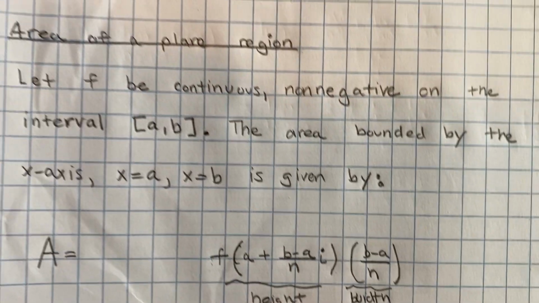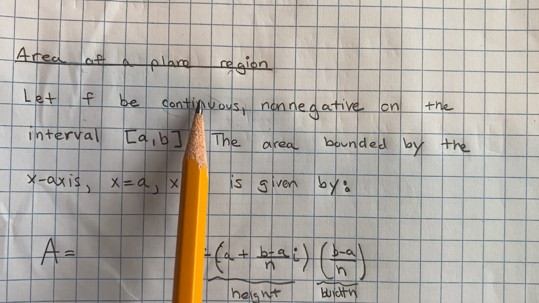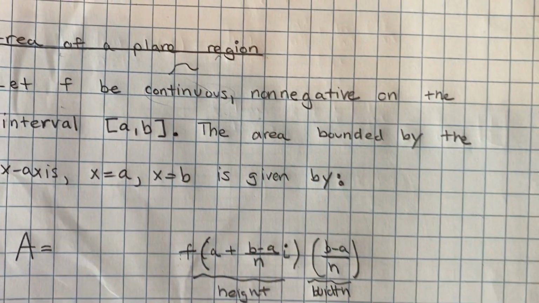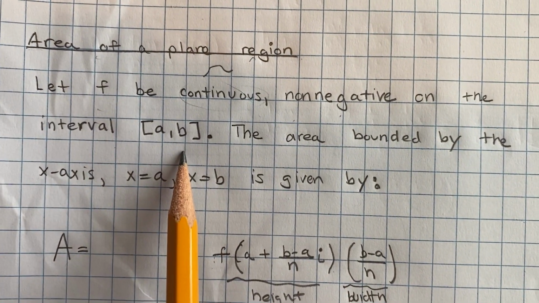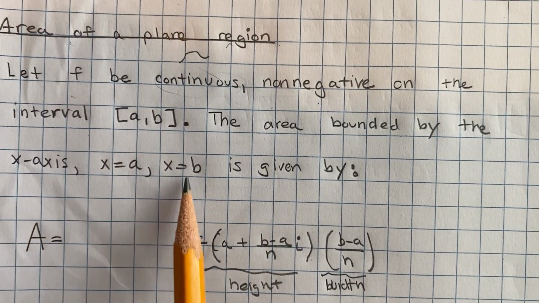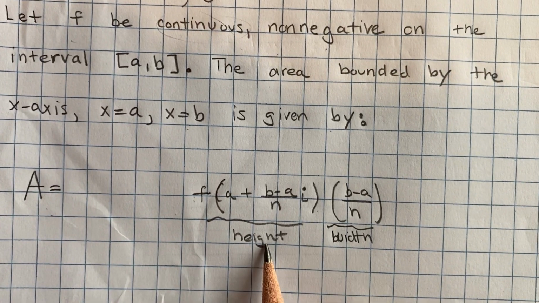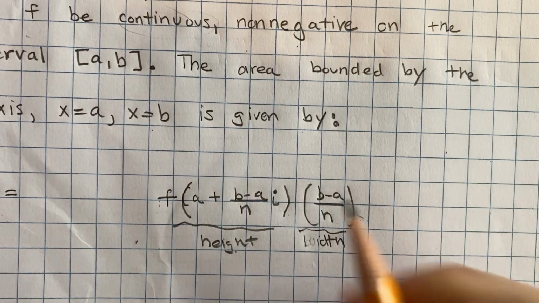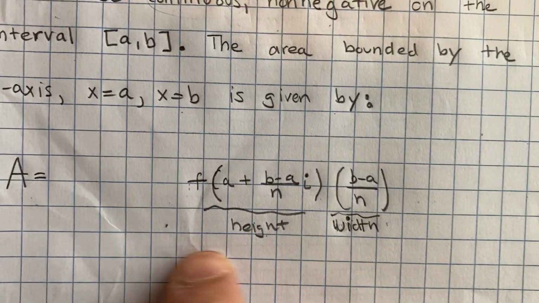All right, so the area of a plane region: let f be continuous. Continuous just means, remember, it's a smooth curve, okay? So if you lift up your pencil, it's no longer continuous. Non-negative on the interval from a to b, inclusive. The area bounded by the x-axis, x is equal to a, x is equal to b, is given by this. Area is equal to height times width. But I'm still not done, right? This is just the area of a single rectangle, right?